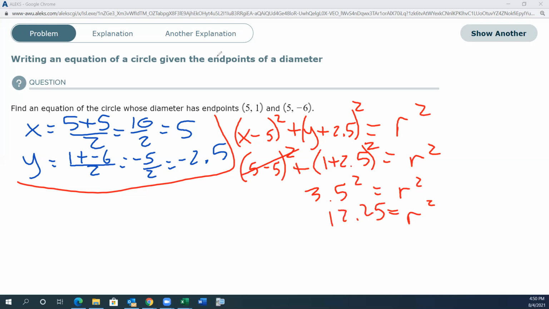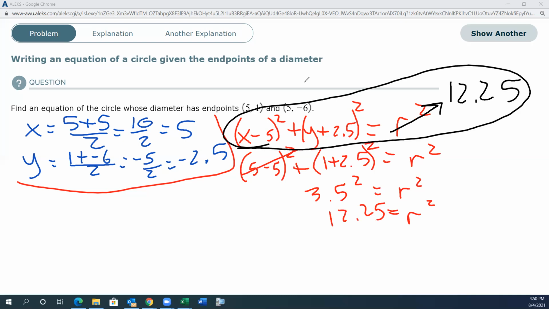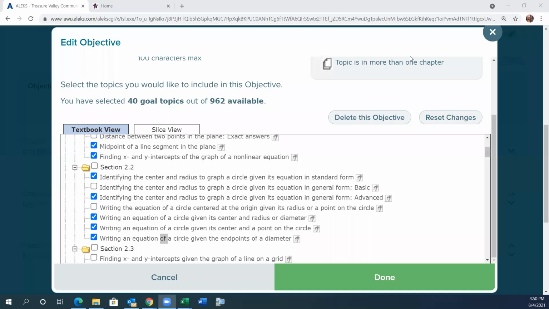And it is now time to write this down. So this is going to take the place of r squared. So I would just write it right there. And then we're done. That's it. x minus 5 squared plus y plus 2.5 squared equals 12.25. That's all, folks.